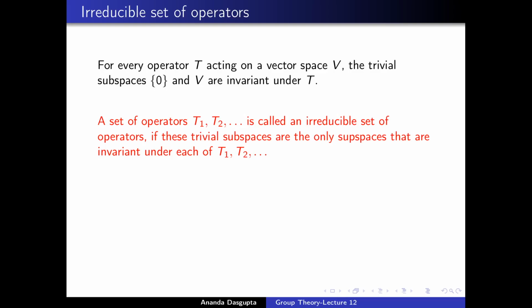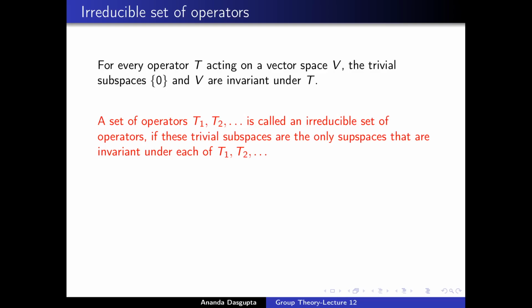So what exactly would a reducible set of operators be? Well, a set of operators would be reducible on a vector space V if there is a non-trivial subspace V1, which is neither the null subspace nor the whole space capital V, which is invariant under the action of all of these T1, T2, T3, Tn.